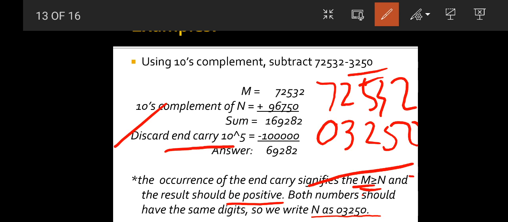So this will be the complements of your numbers, 72,532 subtracted by 3,250.